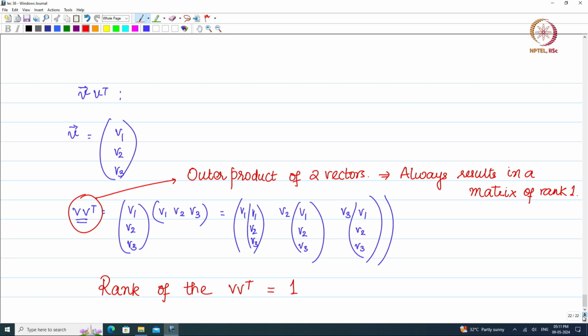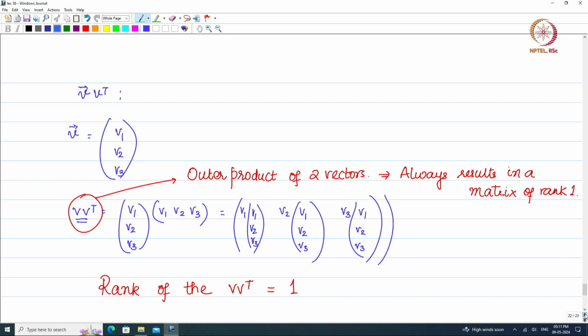Right, it always results in a matrix of rank 1. Now let's extrapolate a little bit more here. The first point: VV transpose is a rank 1 n by n matrix. Let us look at what kind of n by n matrix this is. So what are we going to get?